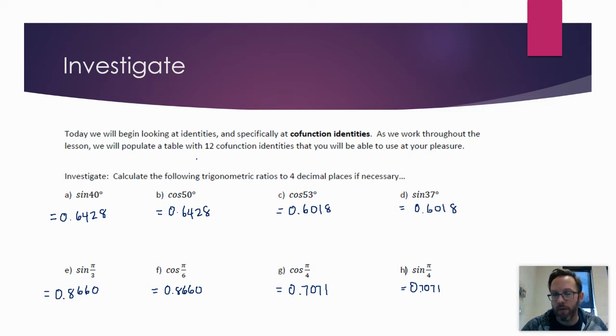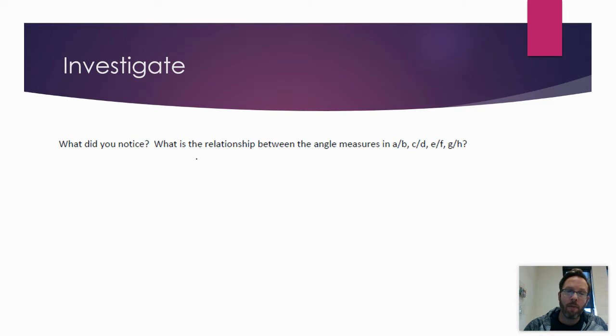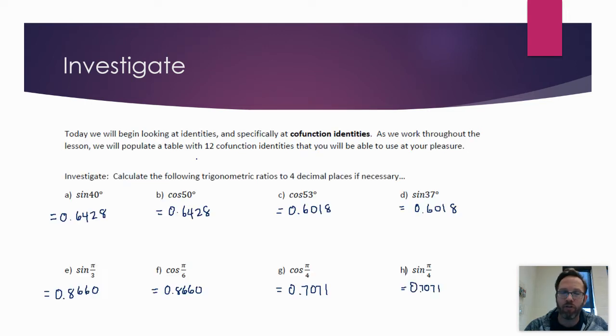And this isn't just a coincidence. Those in A, B, C, D, E, F, and G, H, the 2 angles given are related in some way. So if you haven't figured out the connection, or maybe you just haven't spent some time thinking about it, what is the relationship between the angle measures A, B, C, D, E, F, and G, H? What's the relationship between 40 and 50, 53 and 37, pi by 3 and pi by 6, pi by 4 and pi by 4?